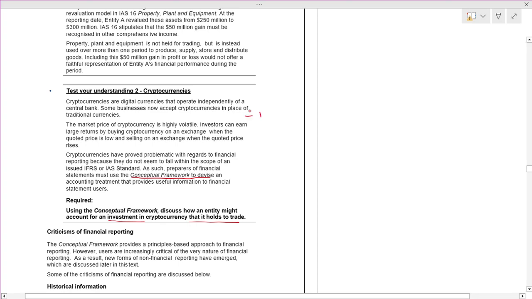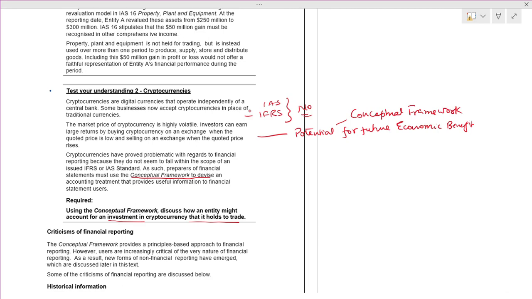Do we have any standard or anything for cryptocurrency? No. It has the potential for economic benefit, as per the conceptual framework. Does it have any potential for a future economic benefit? Yes, it is having a future economic benefit.